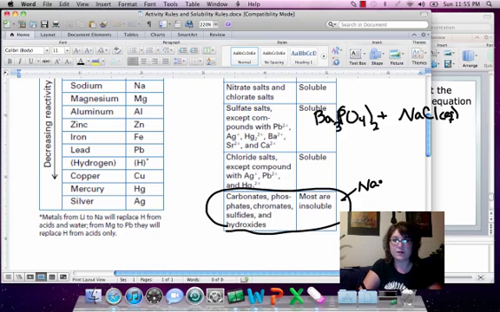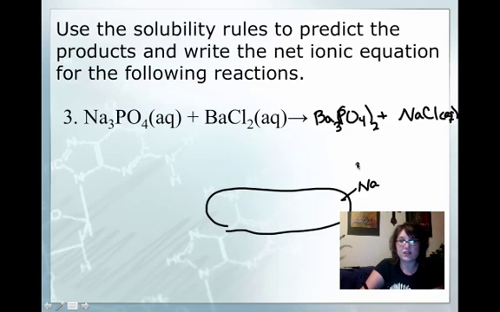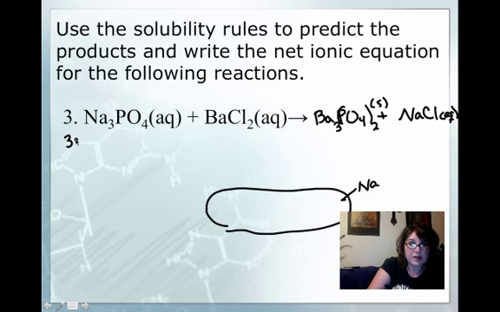Alright, so we know if it's not with an alkali metal, then it's going to be solid. So let's come back to our reaction. And yep, barium's not an alkali metal, so that's a precipitate. I don't know how to get rid of this exactly, so I'm just going to pretend it's not there. Let's break apart all of the things that are aqueous.